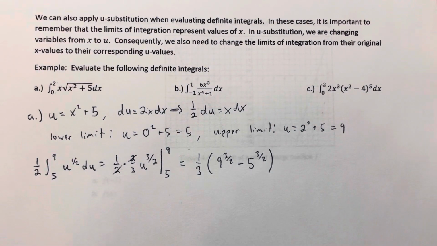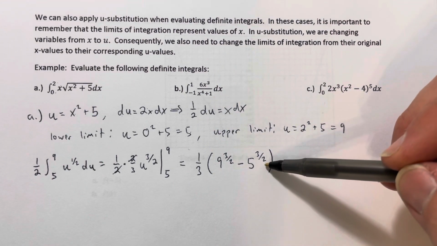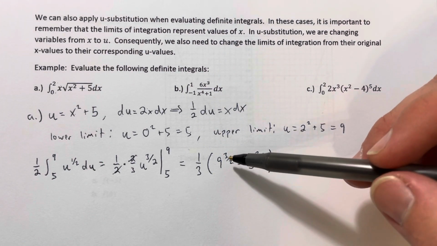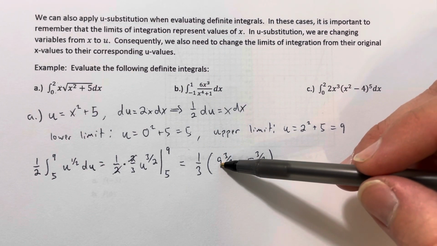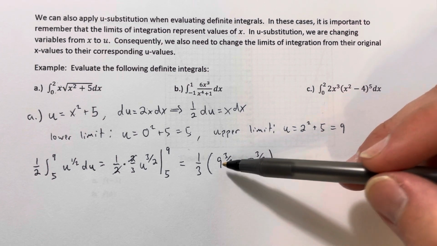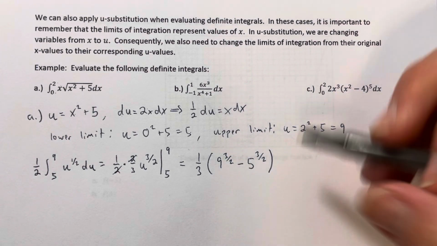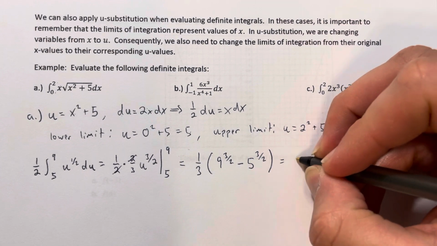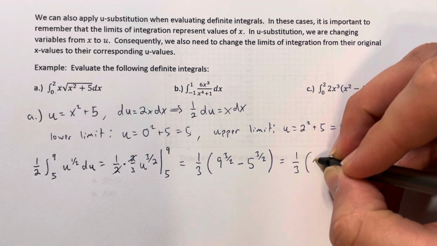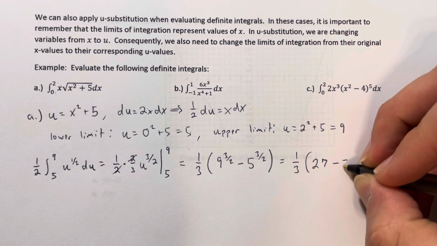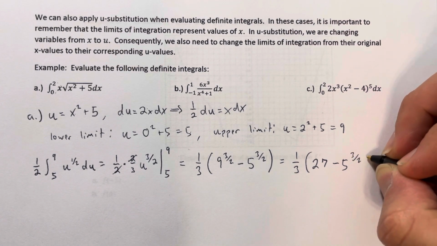Okay? 5 to the 3/2 power is not something I'm going to be able to simplify. I could plug it into a calculator and get a decimal, but then I would have to round it, and I don't want to bother with that. So I'm going to just leave that alone, but I can simplify this one because this is the square root of 9 cubed. The square root of 9 is 3, and 3 cubed is 27. So this becomes 1/3 times 27 minus 5 to the 3/2 power.